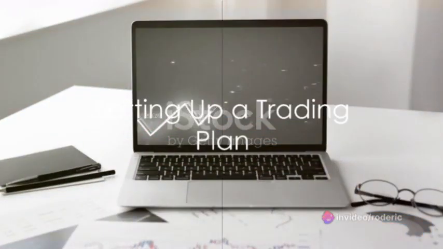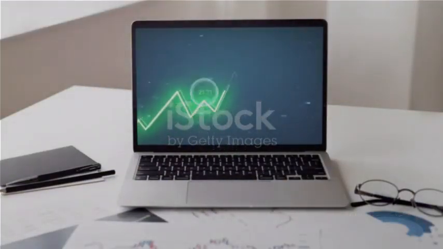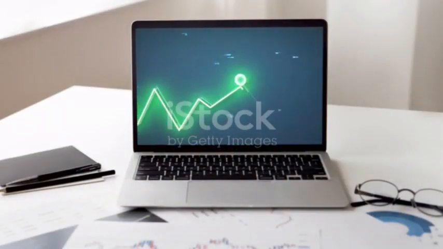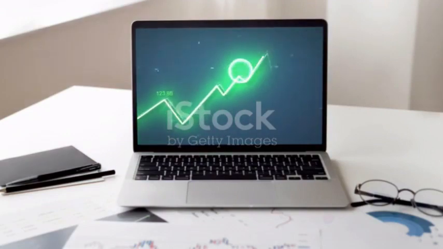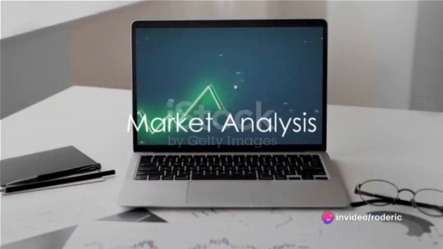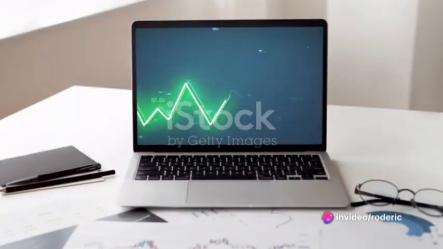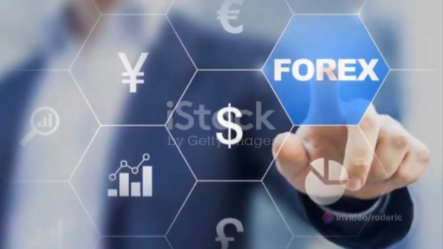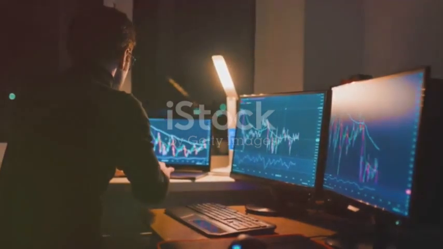Step 3 is about setting up a trading plan. This is essentially your roadmap to success, outlining your financial goals, risk tolerance, and trading strategy. Step 4 is all about market analysis. This involves studying the market conditions and using technical and fundamental analysis tools to predict future price movements.